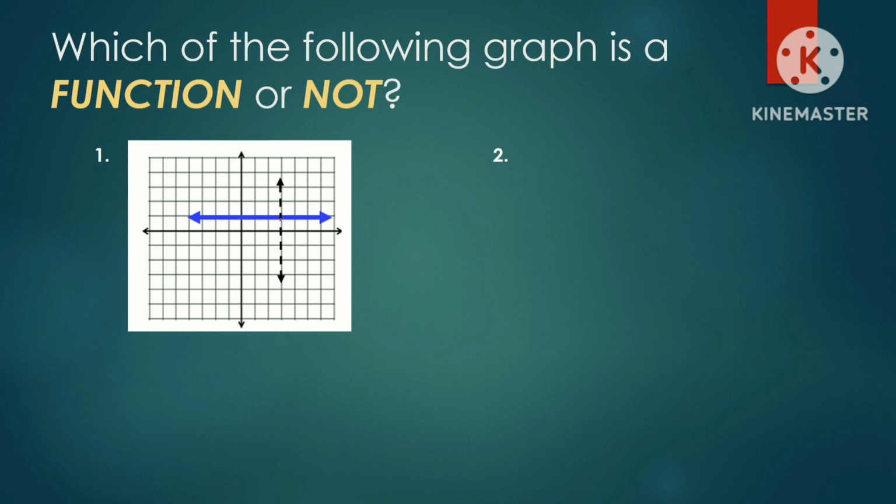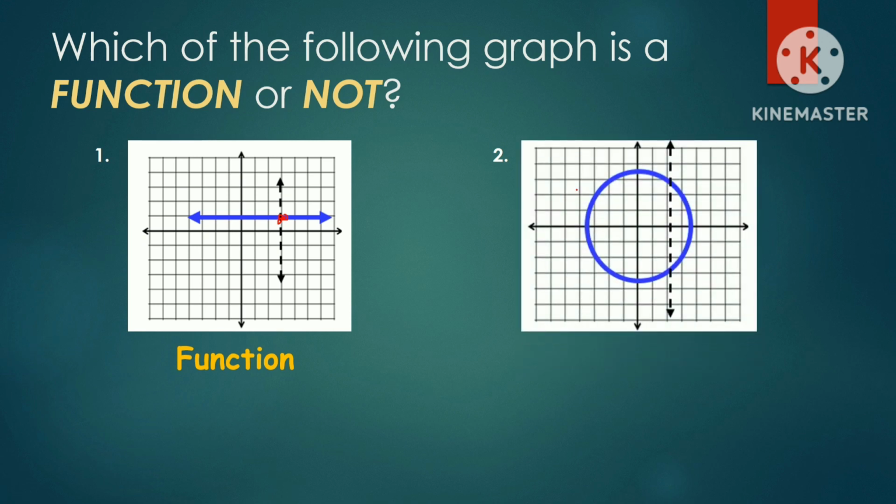So, as you can see, ilang beses ba siya nag-intersect sa given graph natin? So, di ba, 1 point lang naman. So, that is a function. Okay? Very simple. And, last one, we have number 2. So, our graph here is a circle. So, again, let's use the vertical line test to see if it's a function or not. So, let's say, nag-draw tayo dito ng vertical line. So, ilang beses siya nag-intersect sa graph natin? 2 beses. So, ito yung point of intersection, tsaka ito. So, that is not a function.